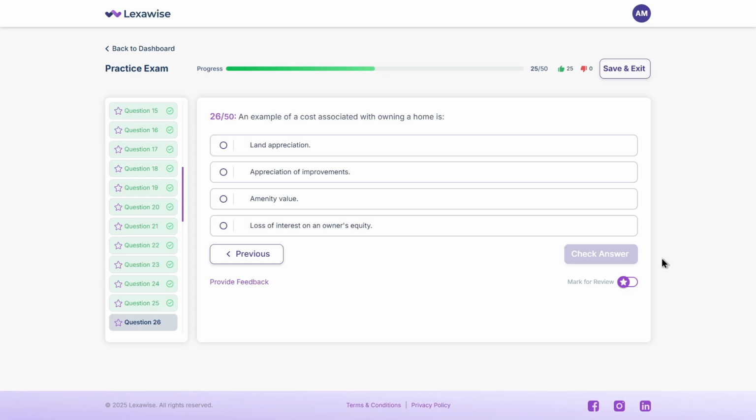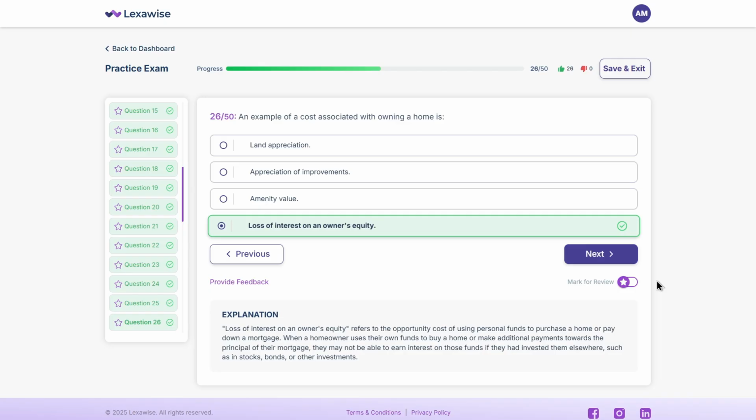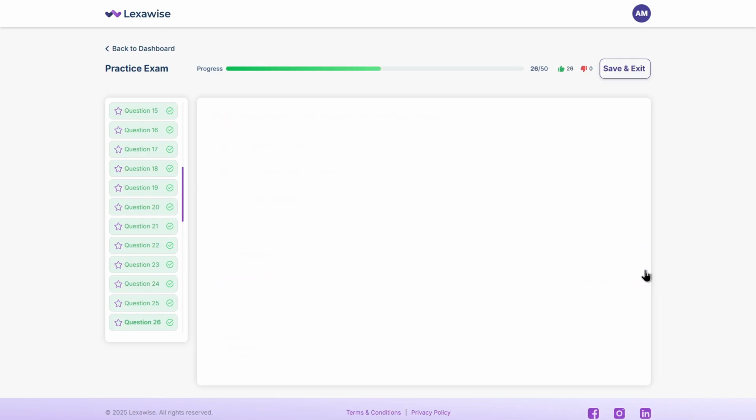The correct answer is D. Loss of interest on an owner's equity. This refers to the opportunity cost: the homeowner isn't earning interest elsewhere because their money is tied up in the property. Here's one you'll want to remember.